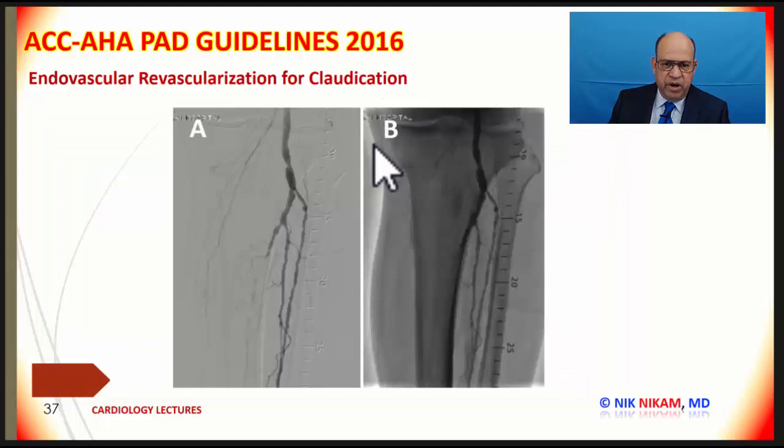Here is an example of a procedure performed in the lower extremity with a total occlusion of one of the branches here, the peroneal branch, but even though it looks like a good result, the long-term prognosis in these patients is going to be quite limited. These patients will be coming back with symptoms sooner or later.